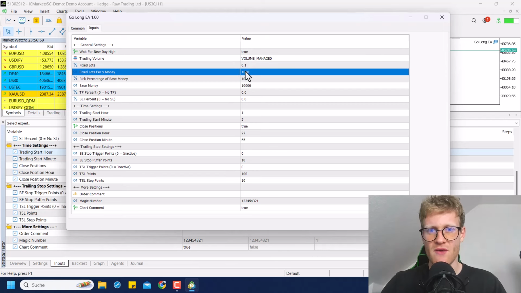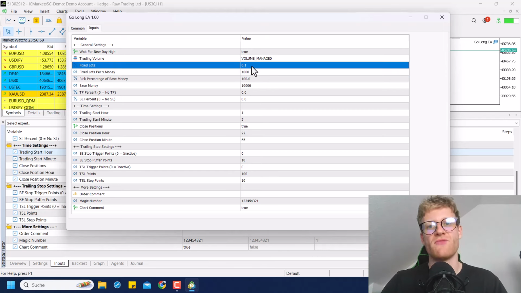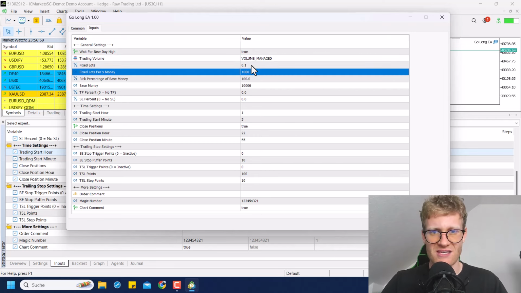So let's say you have 15K in your account and you say fixed lots per X money. It would mean that for every 1,000 euro in your account, you would open 0.1 lots. So with 15K, it would be 15 times 1,000. So it would be 1.5 lots if you go with volume managed and these settings here.